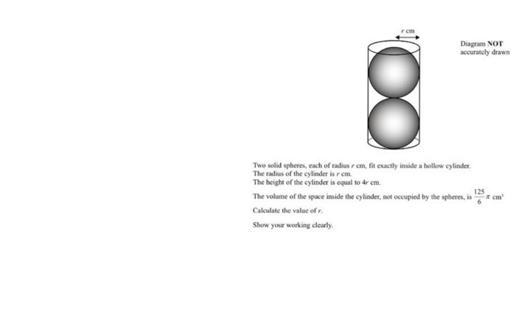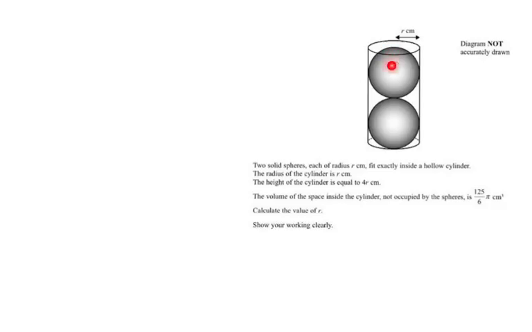Even before reading, just have a look at the diagram, not drawn accurately, but I see a cylinder with two spheres, two footballs or oranges inside. And what does it say? It says two solid spheres, each of a radius of r centimeters, fit exactly into a hollow cylinder. The radius of the cylinder is r centimeters. So the outside of those spheres are touching the surface on the inside of that cylinder. You see that? It fits exactly. The height of the cylinder is equal to 4r.